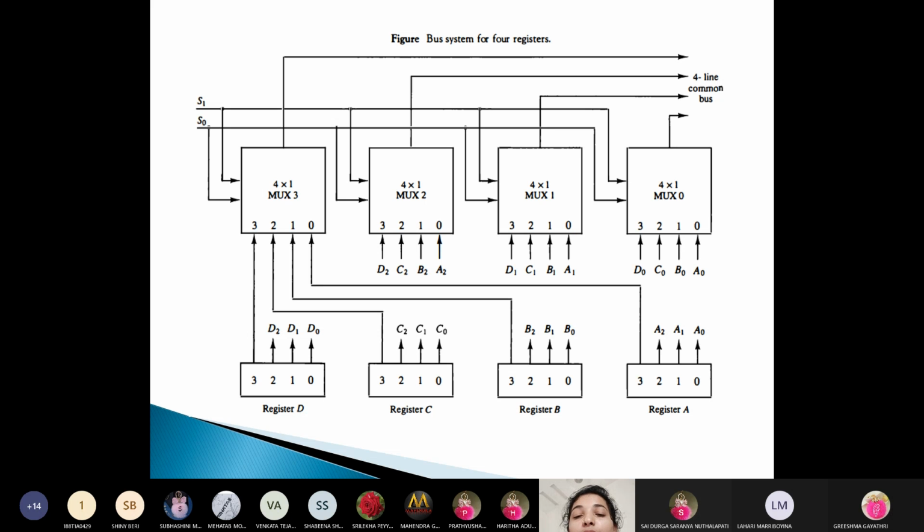So this is the diagram. In this diagram, we have 4 multiplexers of 4-into-1 type and 4 data units, and we have the selections S0 and S1. So these are the 16 lines connected to each. Okay, so this is the structure of the bus, and in this structure, for example, output 1 of register A.